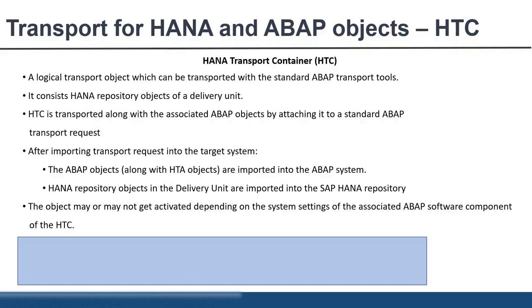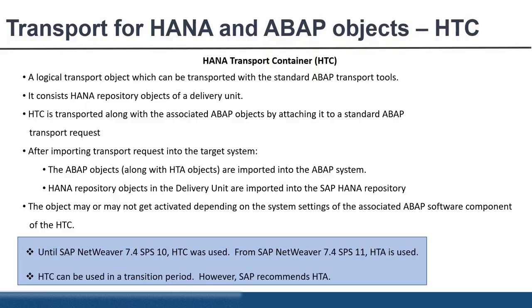However, the transported object may or may not get activated depending upon the system settings which are available in your HTC. Since SPS 10 onwards, SAP says that HTC is now outdated and you can go for a new tool, that is HTA, HANA Transport for ABAP. However, HTC can be used in the transition period and SAP recommends to go for HTA.